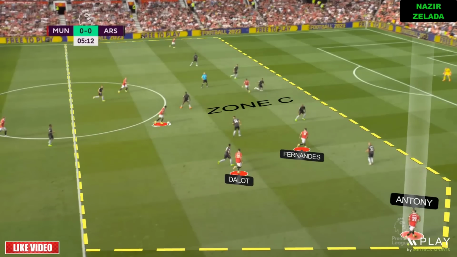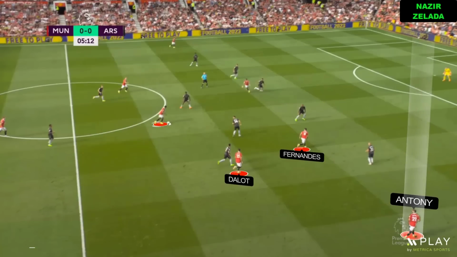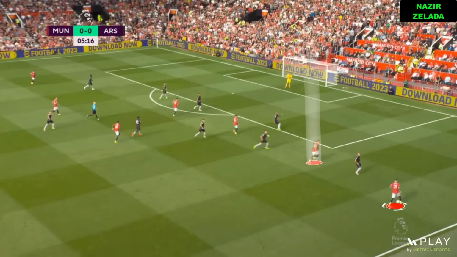In this zone, the movements without the ball of Bruno Fernandes and Diego Dalot were important, because they attracted the left midfielder and the left fullback to free Antony. When he received the ball, Dalot would help him to create 2 versus 1.